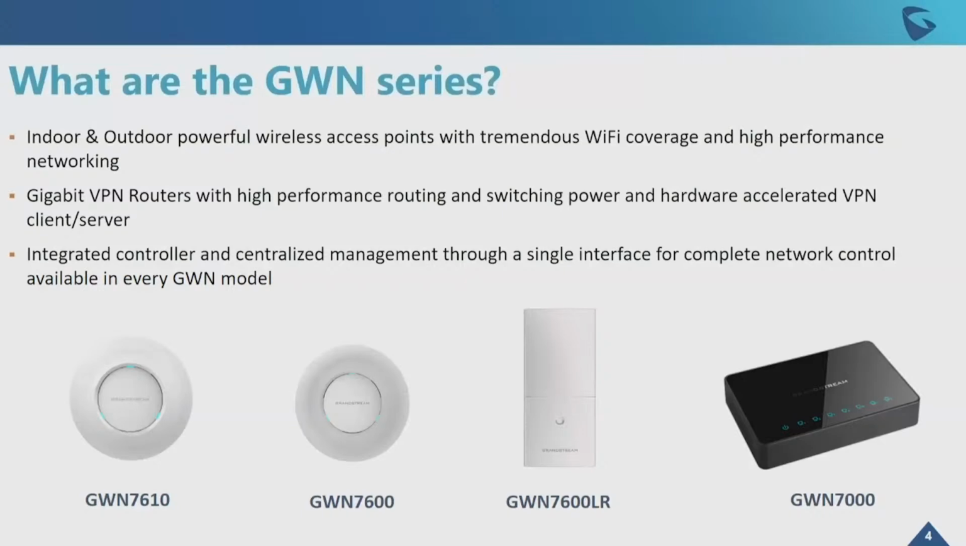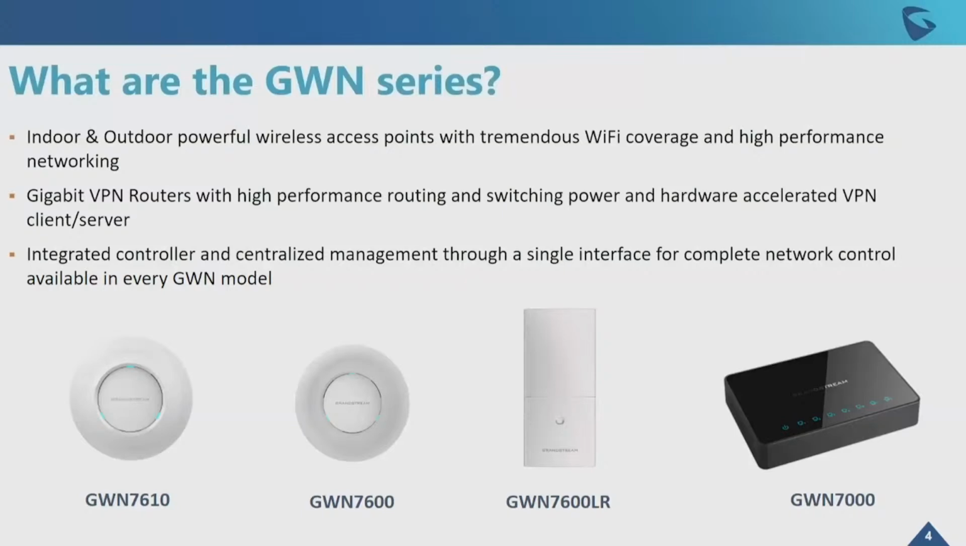Our gigabit VPN router, the GWN7000, was designed for the small to medium-sized enterprise. And we designed it with very high performance routing and switching. And we also have a built-in hardware accelerated VPN. And the best thing, or the most outstanding feature of the GWN series, is that they have an integrated controller embedded right into the web interface so that you do not have to install a separate hardware or even software controller to manage your devices. Everything can be managed directly on the web interface of any one of our devices.